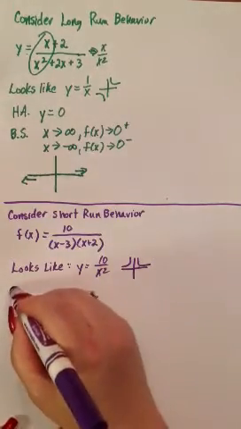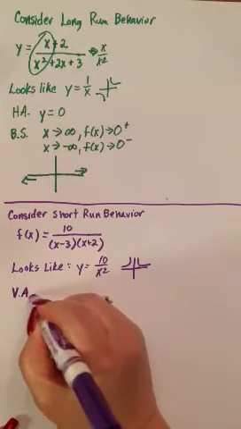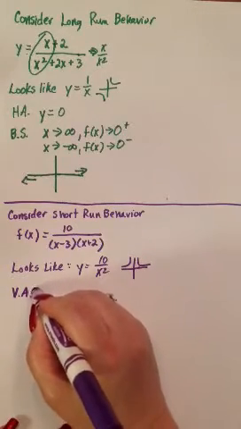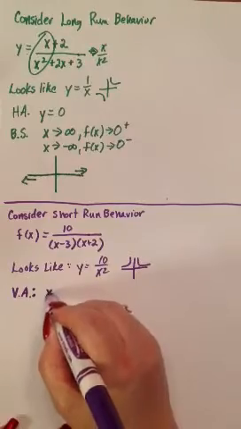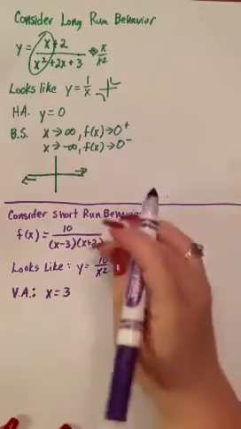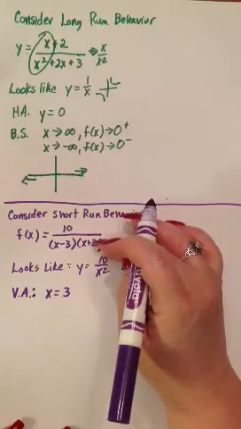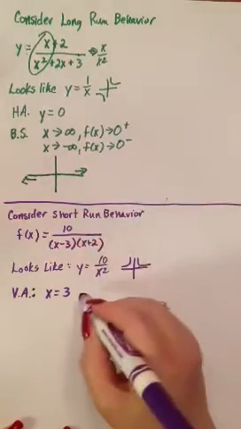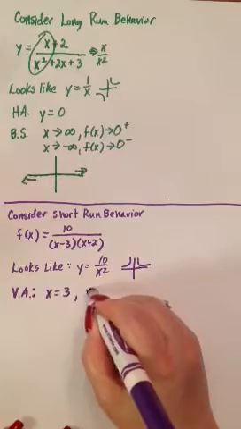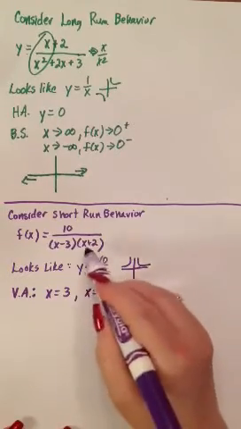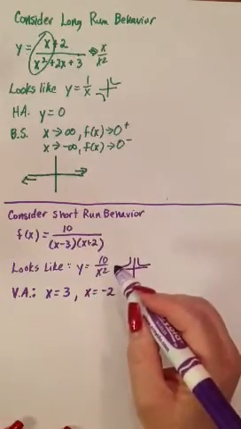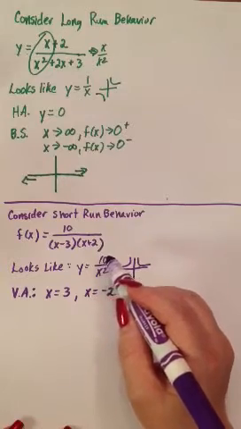It has vertical asymptotes at x equals 3. Remember, vertical asymptotes come from the values of x that would make the denominator 0. So if x was 3, that would make the denominator 0, and x equals negative 2, because if x was negative 2, that would also make the denominator 0.